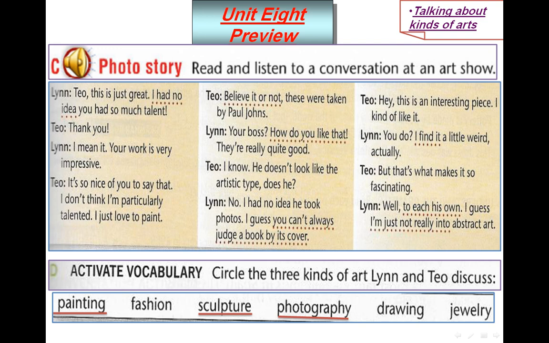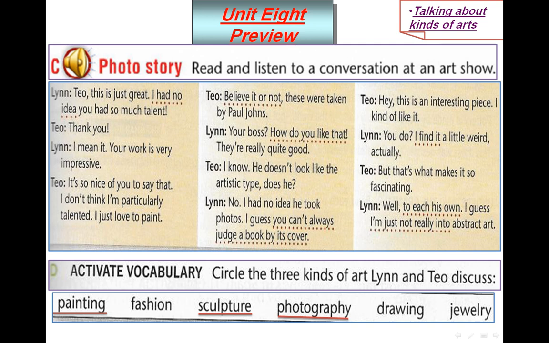Your boss? How do you like that? They're really quite good. How do you like that? What does this expression mean? If you look at the end, it's not a question mark, it's an exclamation mark. This is called in English an exclamation mark, علامة تعجب. So it's not a question.